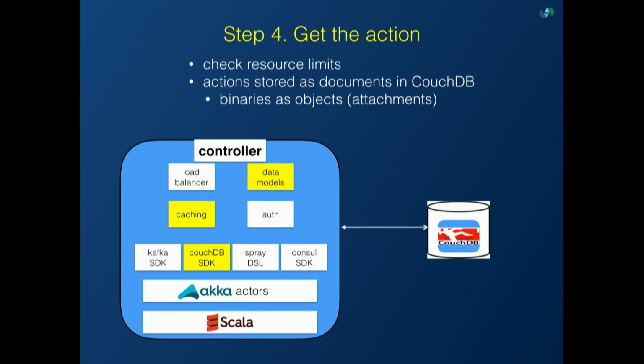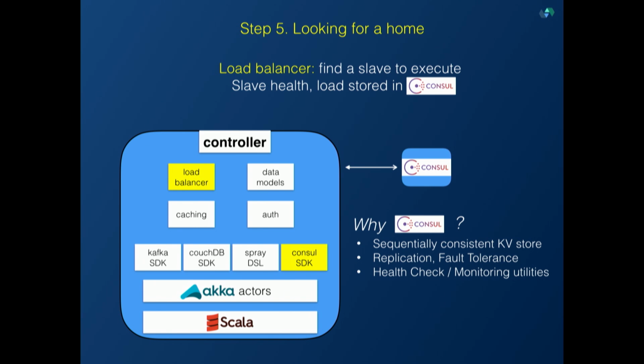All right, so we're still in the controller. We've got an invocation. We've authenticated. We've checked the action. We've decided that we're going to go ahead and allow the invocation. Next, we have to decide where we're going to execute this. So there's a component in the controller called the load balancer. If you go to the open source code base and look for these kinds of things, it's not hard. Search for LoadBalancer.scala, and you'll find all this code.